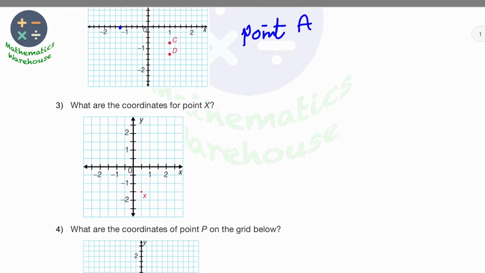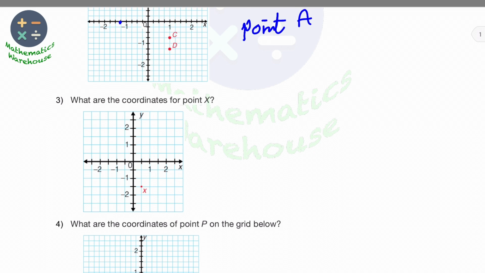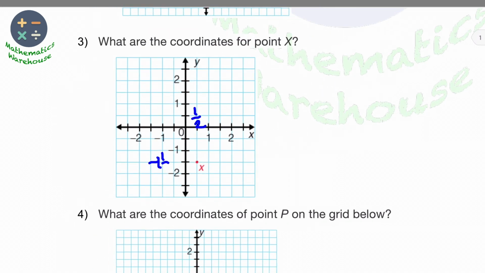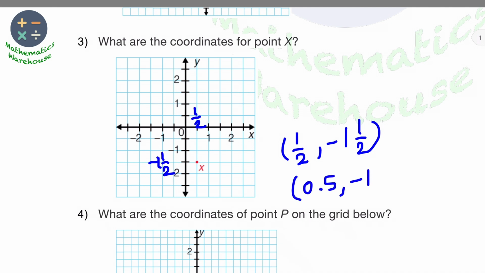Next question: what are the coordinates for the point X? Again, the same. For x we have here half, in y we have -1.5. So the point X has the coordinates (0.5, -1.5).